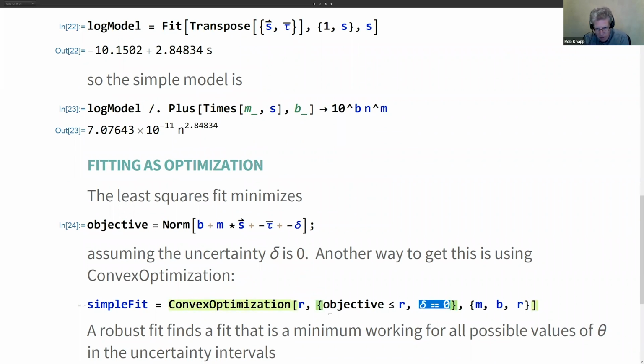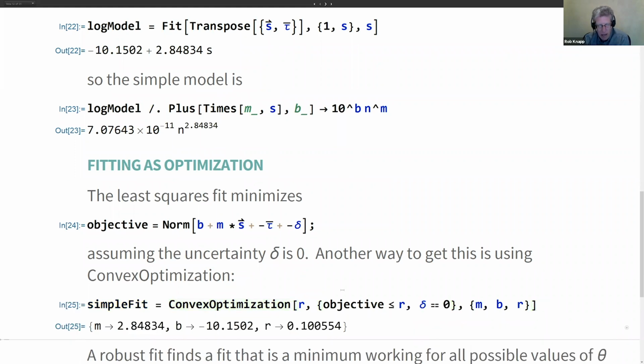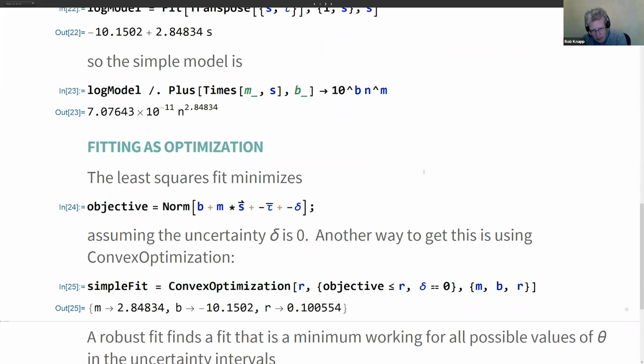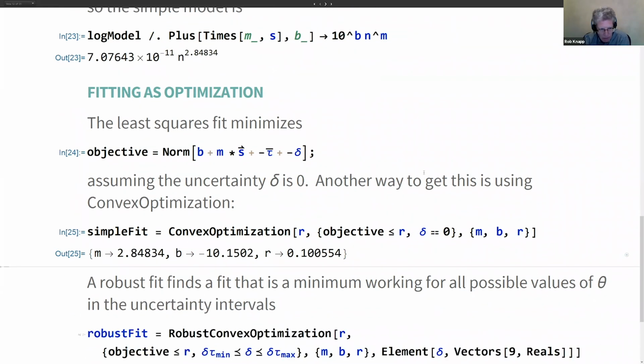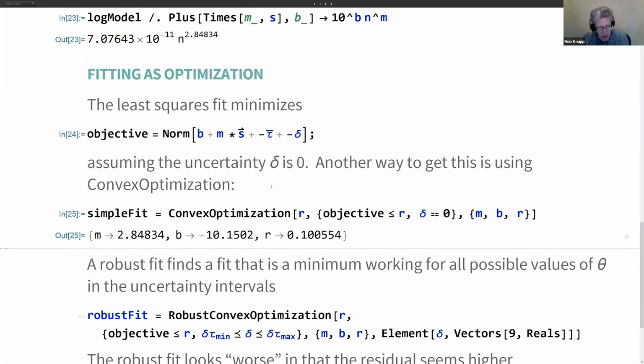And I can do that with convex optimization. If I just put in a parametric equation, what I call a constant parameter equation, it goes ahead and substitutes that in and computes. And that's exactly the fit I got with fit. It's using roughly similar methods, though the fit is a bit more direct.